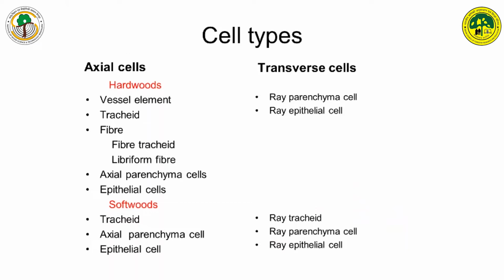Here, what are the cell types? Axial cell types in the hardwood are vessel elements, tracheids, and fibers. Among fibers, there are fiber tracheids and libriform fibers, axial parenchyma cells and epithelial cells. And in transverse cells, ray parenchyma cells and ray epithelial cells. In the case of softwood, we have tracheids, axial parenchyma cells and epithelial cells. And in the transverse cells, ray tracheids, ray parenchyma cells and ray epithelial cells.